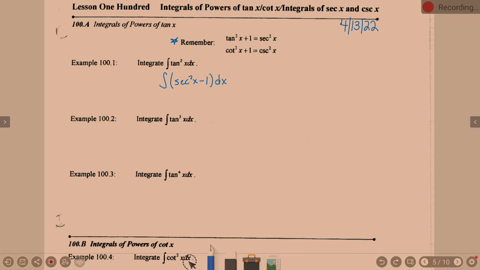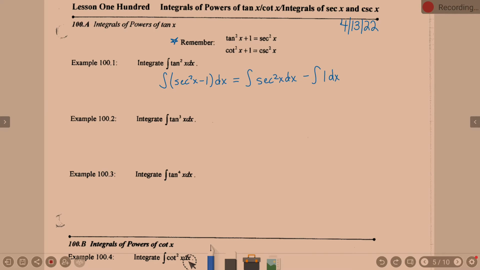So officially, not that you'd have to do this necessarily, but officially keep in mind two things can be subtracted, can be rewritten as two separate integrals, right? So we can officially think of this as the integral of secant squared x dx minus the integral of 1 dx.